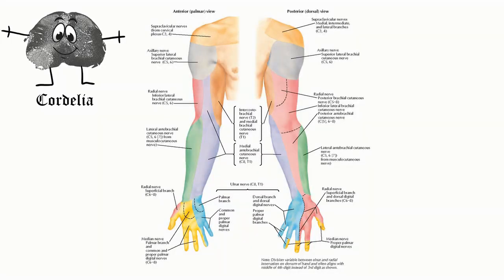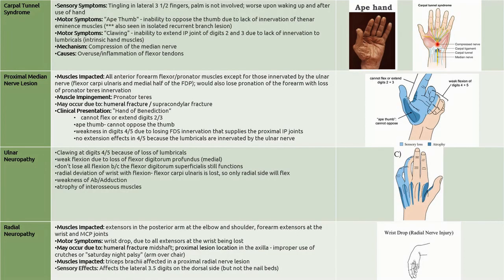Here is a diagram with all of the sensory innervations of the arm, forearm, and hand. Feel free to pause the video to view at your leisure. And here's a chart with some common nerve lesions and their presentations. Feel free to pause the video once again to view at your own leisure.